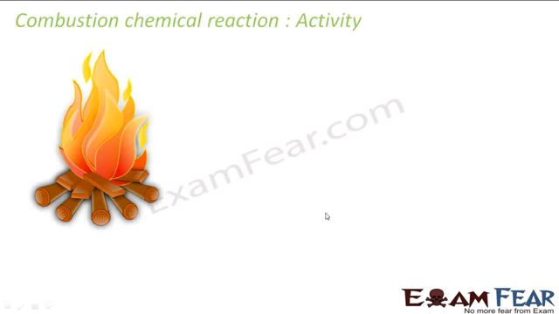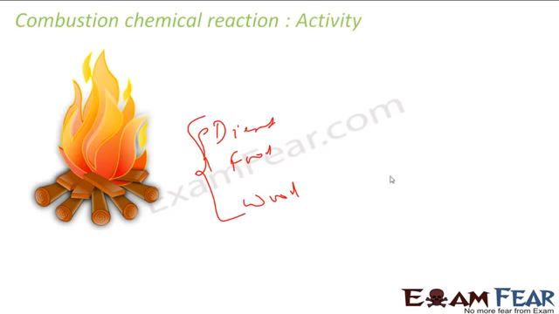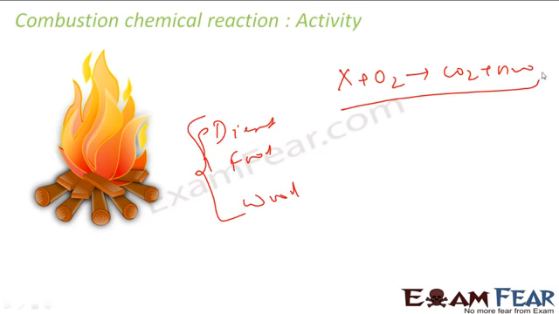Now we'll discuss the last type of reaction, called the combustion reaction. Anything you burn is nothing but a combustion reaction. You burn your diesel, you burn some food, you burn wood. Those kinds of reactions, when you burn something, are combustion reactions. For example, if you burn some eggs, you get carbon dioxide and water. Burn anything and you get products; that is a combustion reaction.